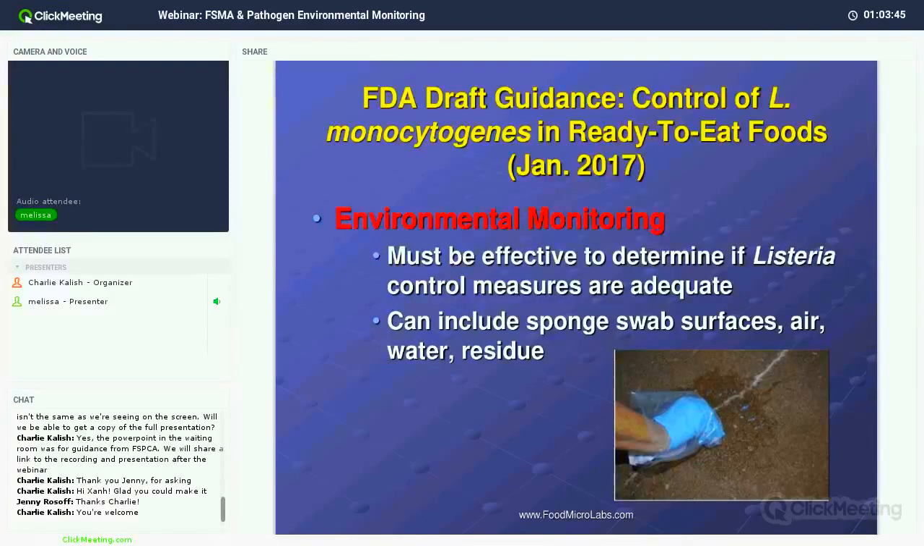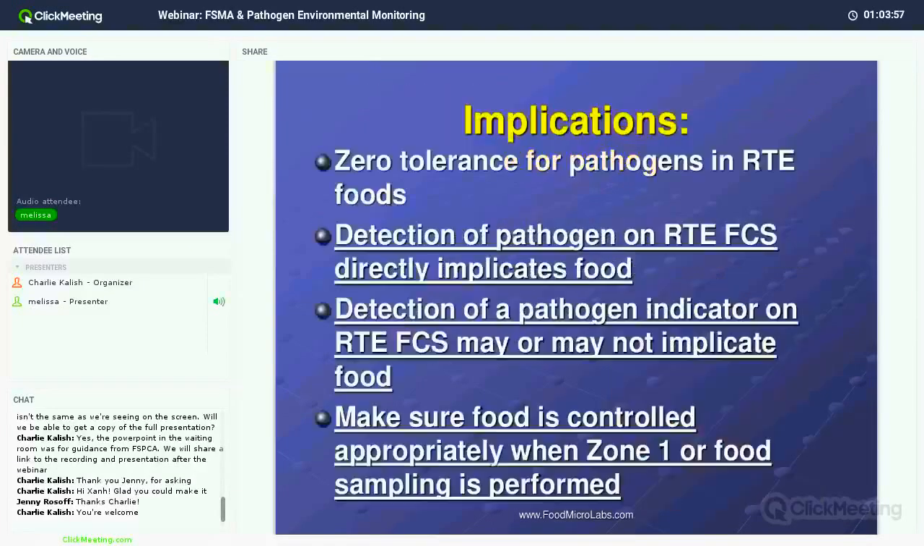Okay, in that document, what it says is that environmental monitoring must be effective to determine if Listeria control measures are adequate. And again, that can include sponge sampling, air sampling, water, food residues, or basically anything else. Of course, the importance of this as the first mandatory environmental pathogen monitoring is that there are potential implications for the food itself relative to environmental sampling, particularly if we're talking about food contact surfaces.